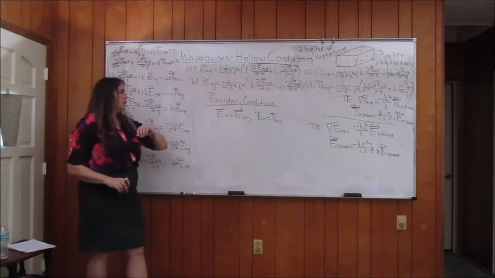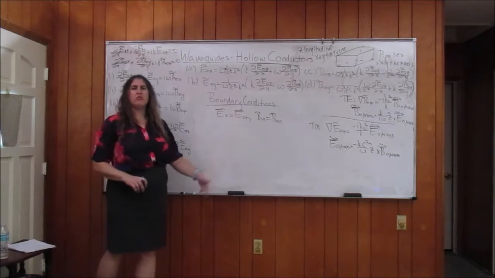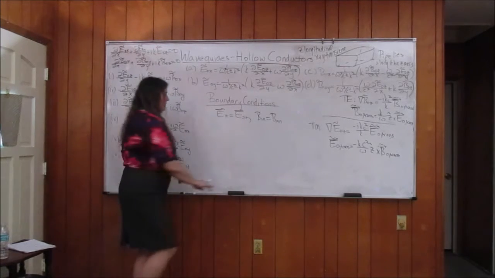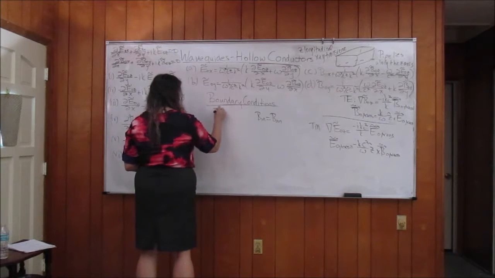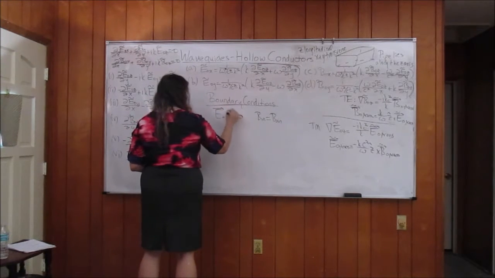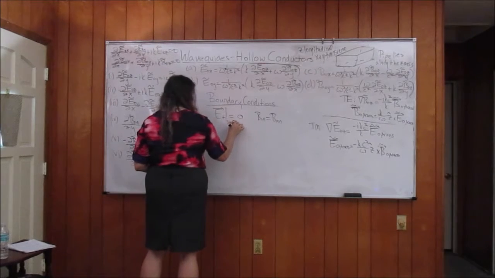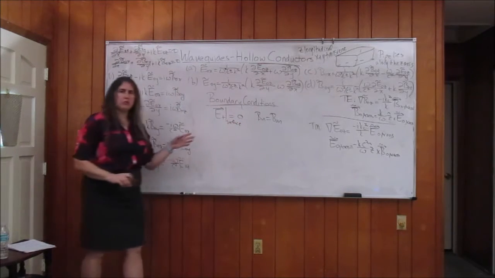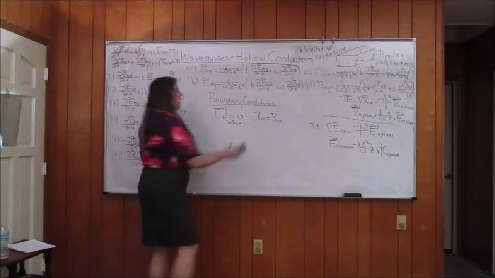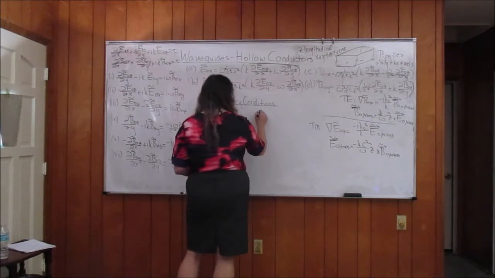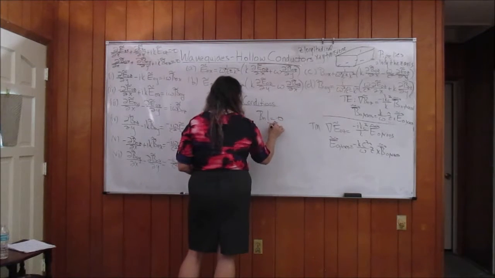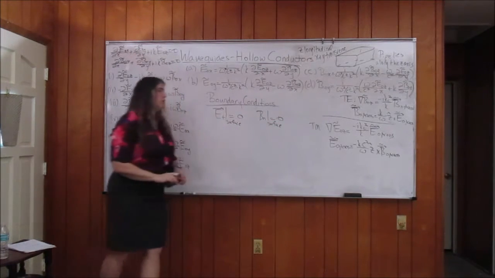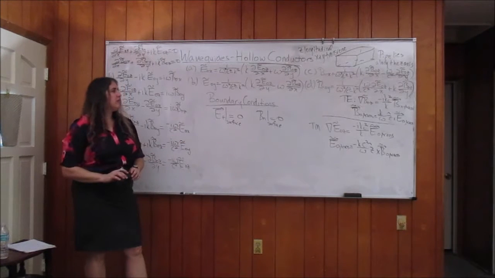And because we are dealing with a conductor, what do you know about conductors? The electric field inside vanishes. So therefore, the tangential component of the electric field at the surface is equal to zero. And likewise, the normal component of the magnetic field at the surface is also equal to zero.